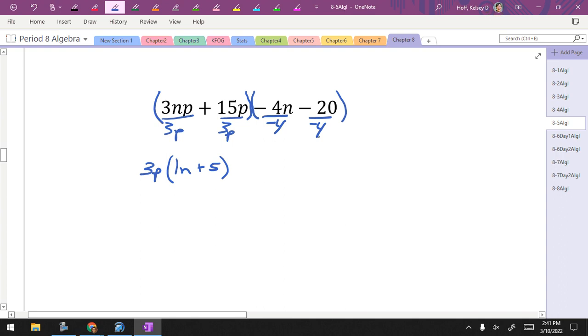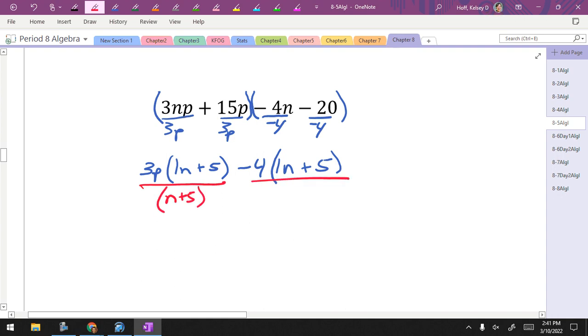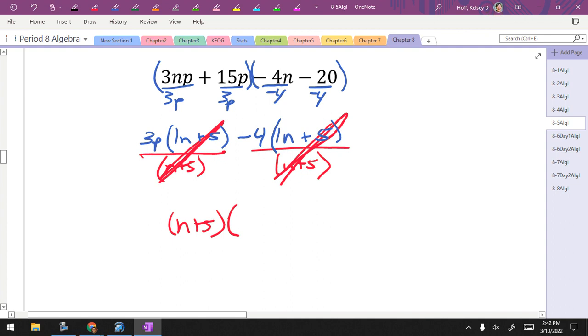So remember on the last one I said, is the 3 positive or negative? In this case, the 4 is negative, right? So it's really minus 4. And then what's remaining? 1N. Did you accomplish what you wanted? Do your parentheses match? Okay, so now we are going to factor that parenthesis out front, n plus 5. So I put n plus 5 out front, cancels here, cancels here. What's remaining? 3p minus 4.